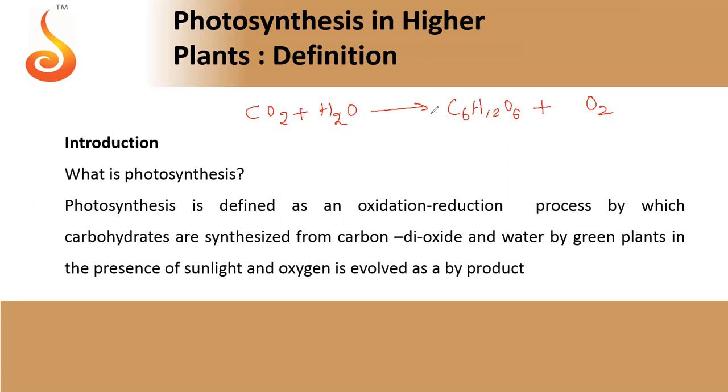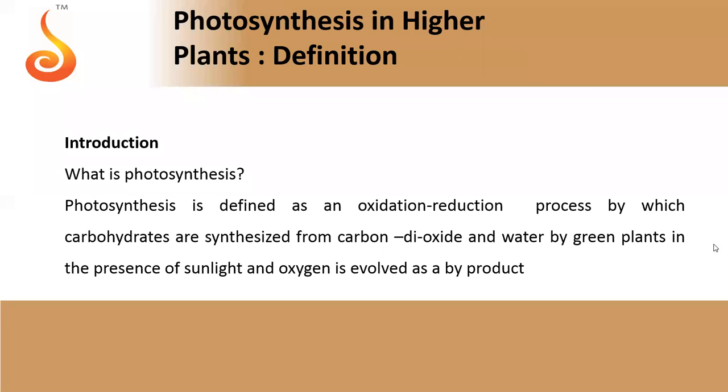Now if you observe, there are making and breaking of bonds. So for this, energy is required. The energy is supplied by solar energy, and green plants with the help of chlorophyll will capture the solar energy and convert it into chemical energy, and this chemical energy is stored in the form of a bond, and during this process oxygen will be released as a byproduct. This is what we call photosynthesis.